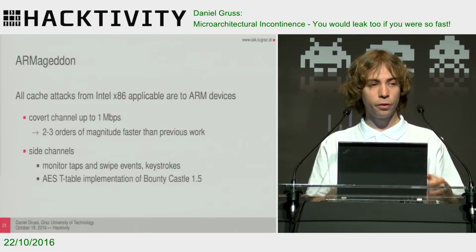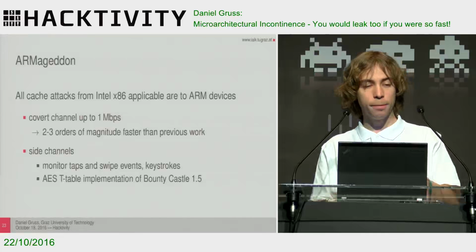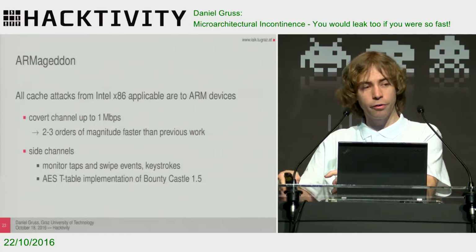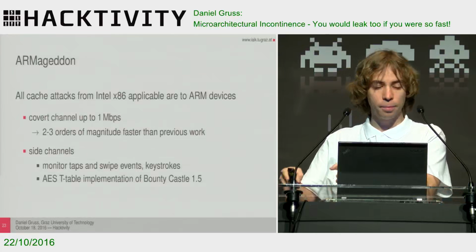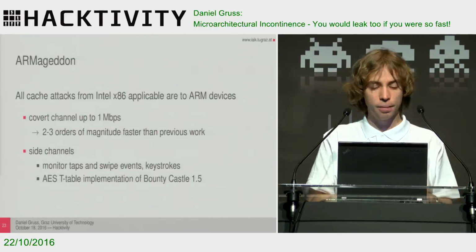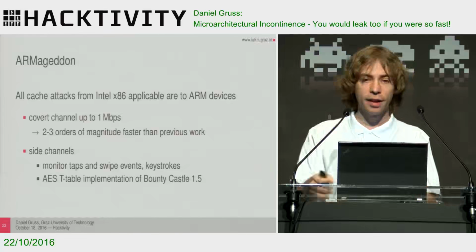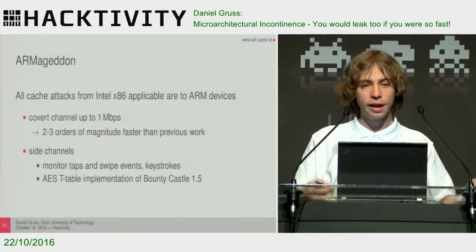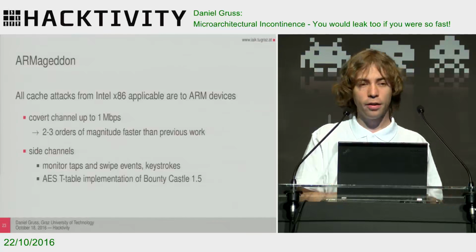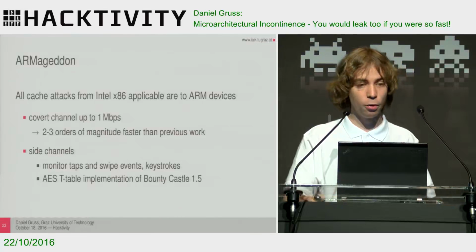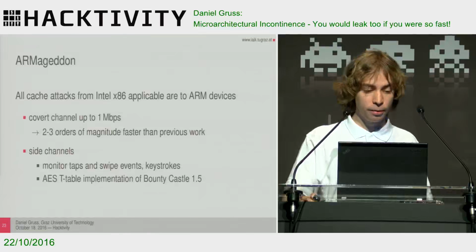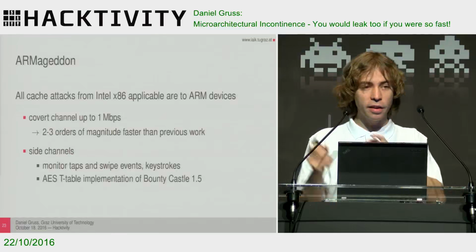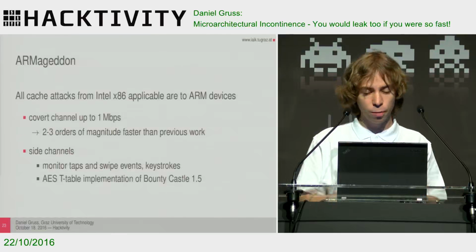throughput. This is 2 to 3 orders of magnitude faster than previous work, so we can send 1 megabit per second from one Android app without any privileges and permissions to another Android app. So one might have access to your contacts and send it to another app that has access to the internet, and then all your contacts are on the internet within a second, and you are not aware why that happened. Side channels are also possible. We can monitor taps and swipes just as accurately as the keystrokes I've shown you before.